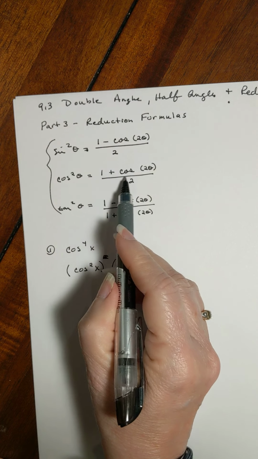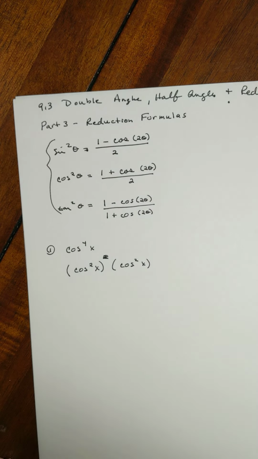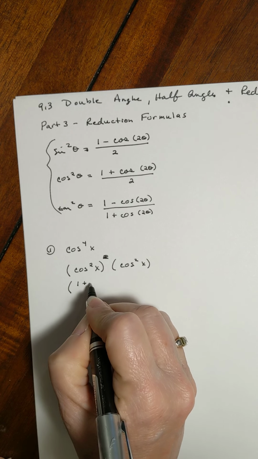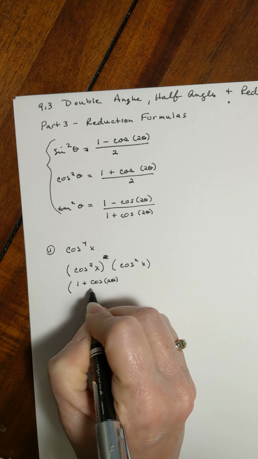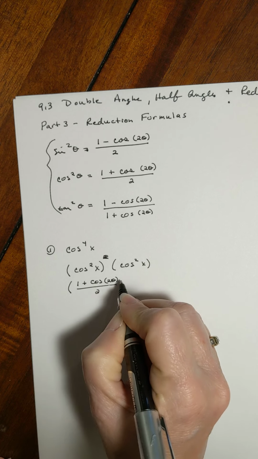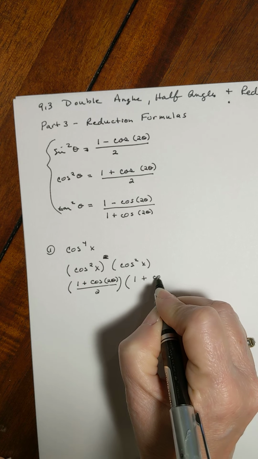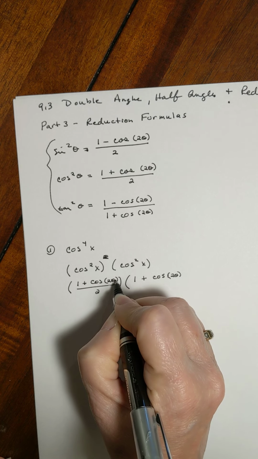Now, what is the formula for the cosine squared of x? Well, it is 1 plus cosine of 2 theta over 2. And the same thing here. 1 plus cosine of 2 theta, or I guess I should say x, 2x over 2.